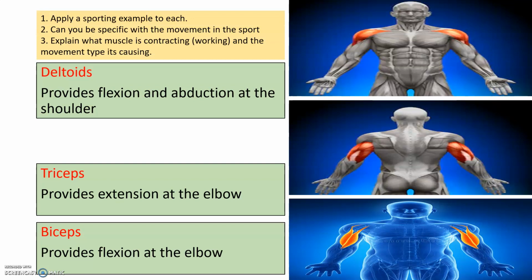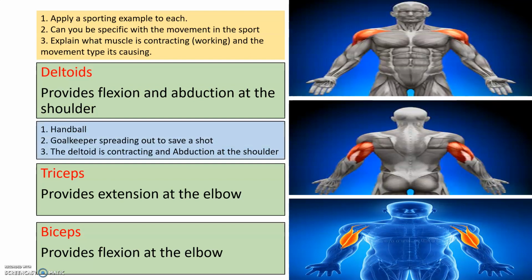As you go through each of these, you can pause your video here, try and think of a sporting example, try and think of the specific movement within the sport and which muscle is contracting, which muscle is working to cause that movement. I'll give you one example here for the first one in terms of deltoids. I'll use the example of handball. The goalkeeper may be spreading out to save a shot, so he raises his arms in a star shape position. And the deltoids are contracting, and there's obviously abduction happening at the shoulder. For the rest of them, go through it and then we'll try and go through it with you in class as well.